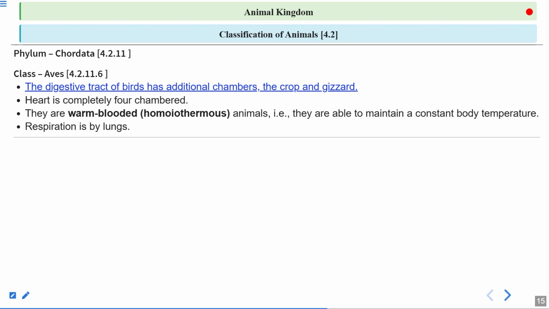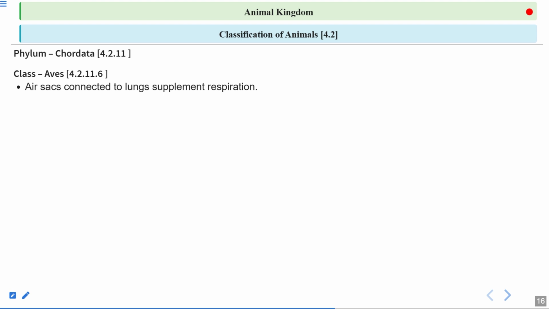Now this oxygen is used for producing energy by the oxidation of glucose or the food material. As you all know, for the respiration process, cellular respiration, there is a requirement of oxygen. And they are flying. They need more energy. So they require more oxygen. So their lungs got modified here. Their lungs are having some air sacs attached with it. Air sacs connected to the lungs supplement respiration. Now here that point comes. Air sacs are connected with the lungs that provide more respiration. Supplement respiration means more respiration.